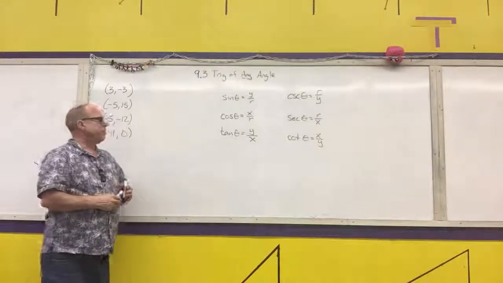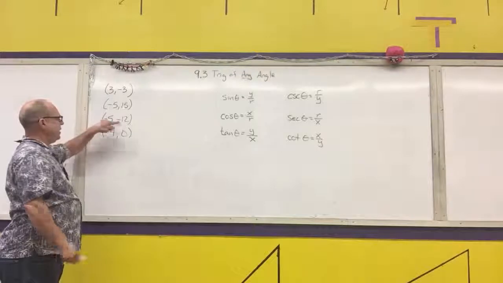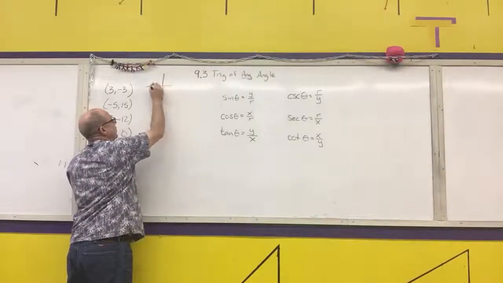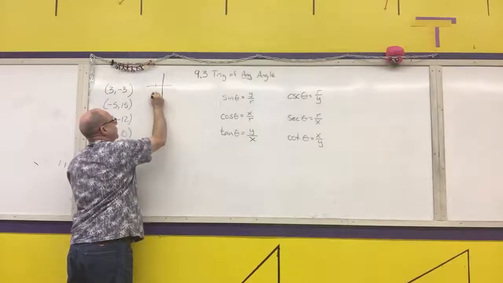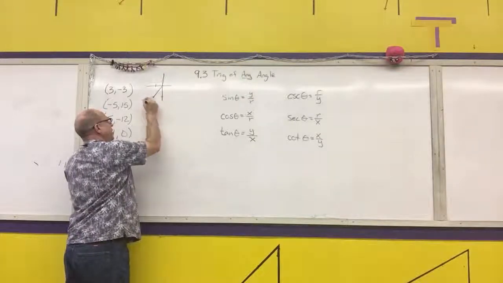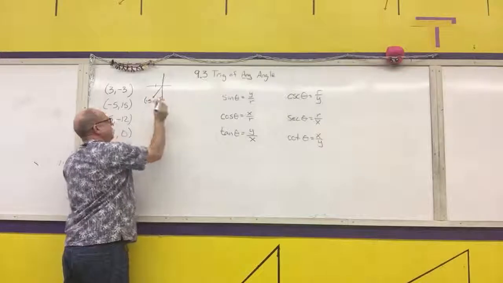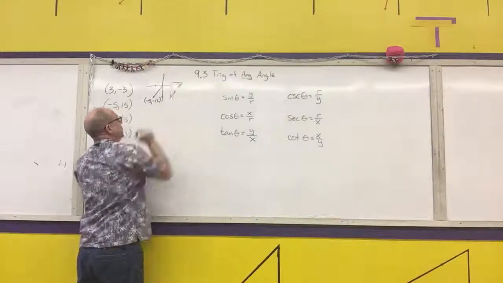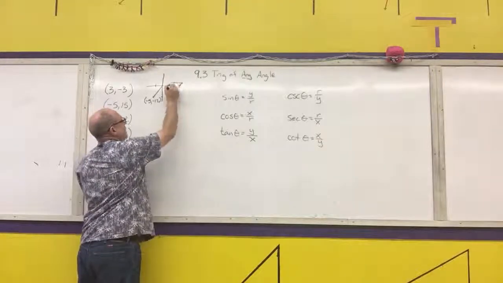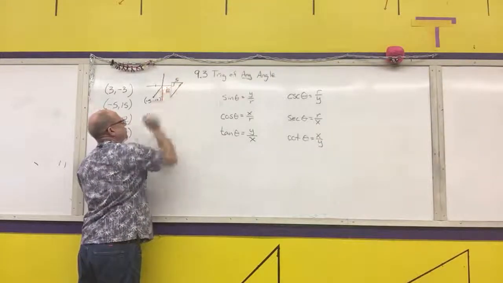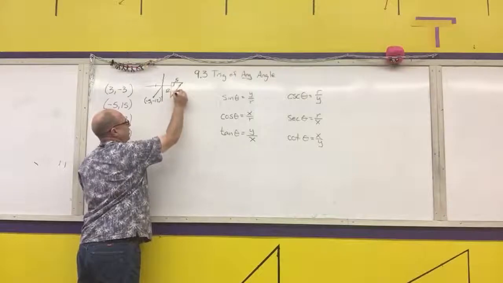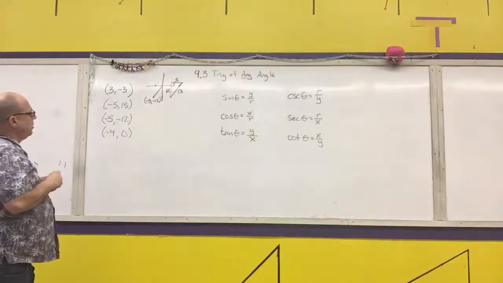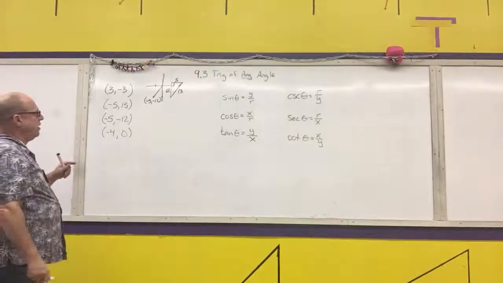So the next one I want to do is -5, -12. Plot the point. -5, -12. Label it, -5, -12. Draw the triangle. And label your side lengths, 5, 12. This is a Pythagorean triple, so I know the r is 13. Okay, so next thing I want to do is figure out my values.